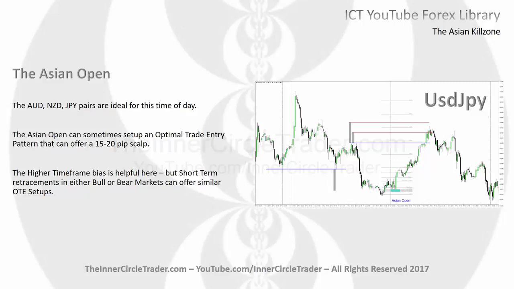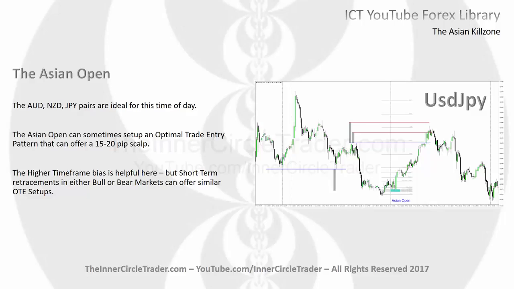Now, the Asian Open can sometimes set up an optimal trade entry pattern that can offer 15 to 20 pips for a scalp. Now, the higher time frame bias is helpful here, but short-term retracements in either a bull or bear market can offer similar optimal trade entry setups.